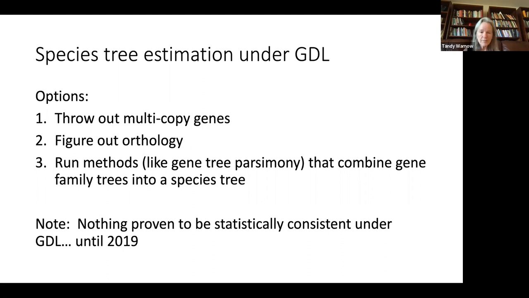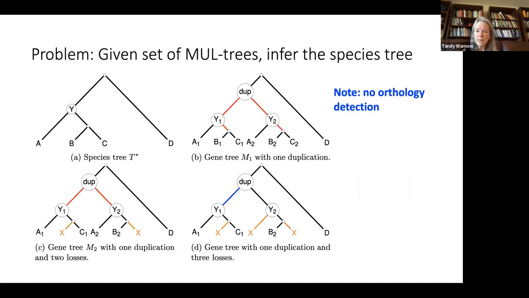The third option is to try to estimate the species tree by combining the gene family trees. Work in this area has included methods for gene tree parsimony, where you try to find the species tree that has the smallest number of duplications and losses. Gene tree parsimony is a very natural, intuitive approach, but we still don't know if there's any statistical consistency guarantee. And in fact, until 2019, nothing had been proven to be statistically consistent for estimating the species tree under GDL. But in 2019, we were able to make some progress.